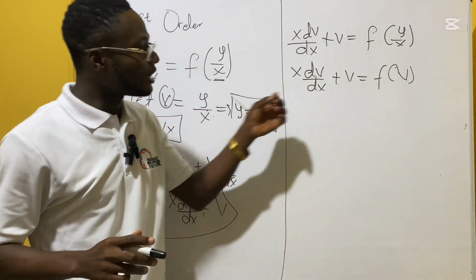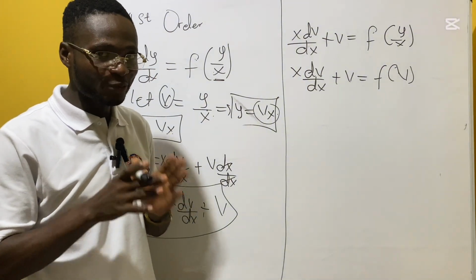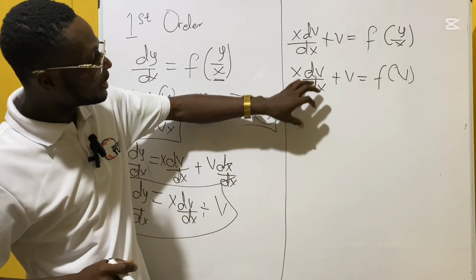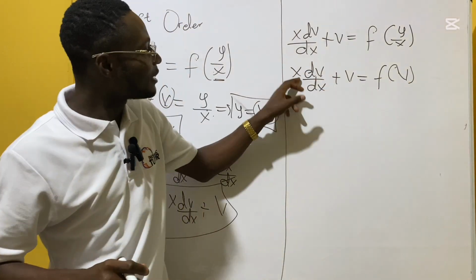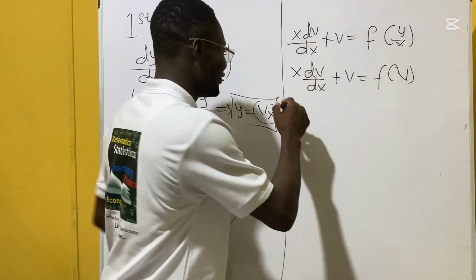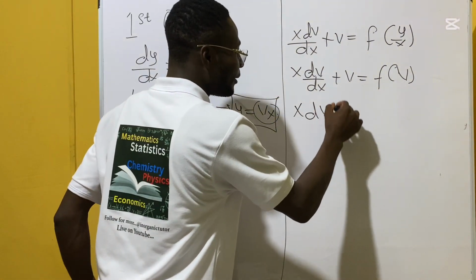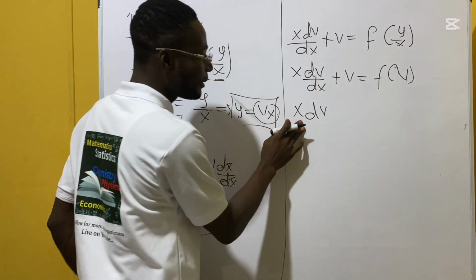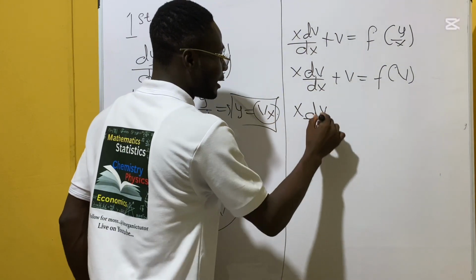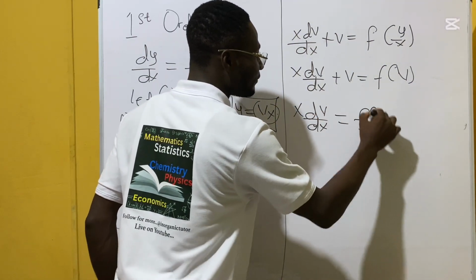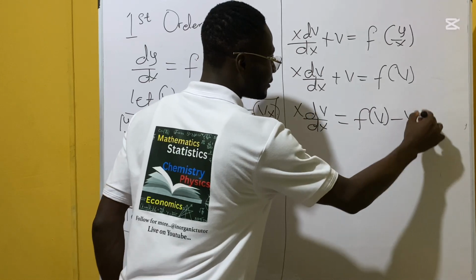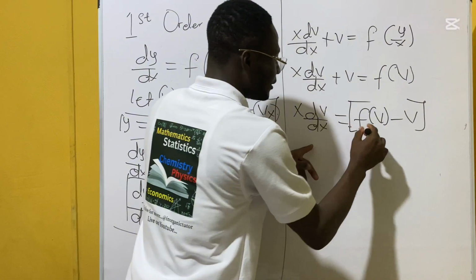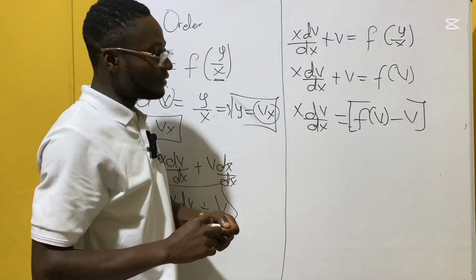So this we have right here, you can see that we can do something about it and we will be able to separate it. Okay, so this right here, we can send this here, bring this here, and we have x dv plus v equals x dv over x is equal to f of v minus v. Okay, so this means that all these functions are of the same variable, right?